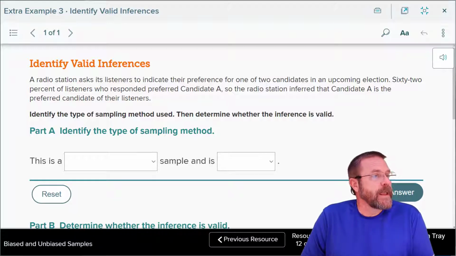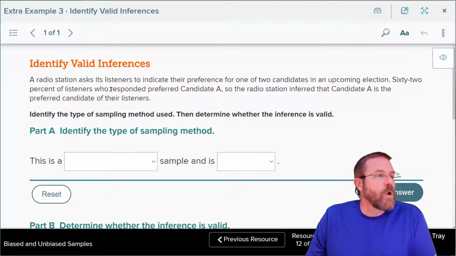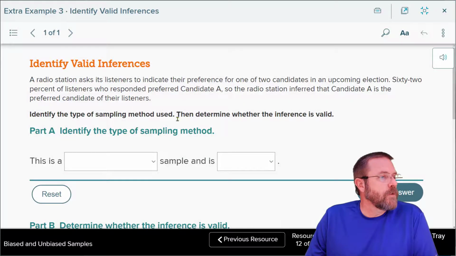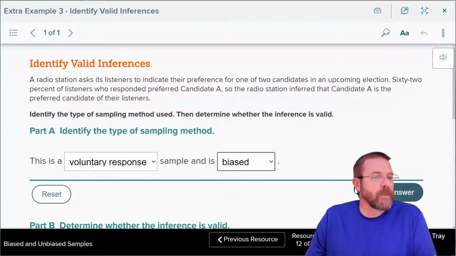A radio station asks its listeners to indicate their preference on one of 2 candidates in an upcoming election. 62% of the listeners who responded preferred candidate A, so the radio station inferred that candidate A is the preferred candidate of their listeners. Well, here's the big thing here: who responded? That means it was a voluntary response question, and since it's a voluntary response question, it is going to be biased. So let's take a look right here. This is going to be a voluntary response question. So that's going to be biased.